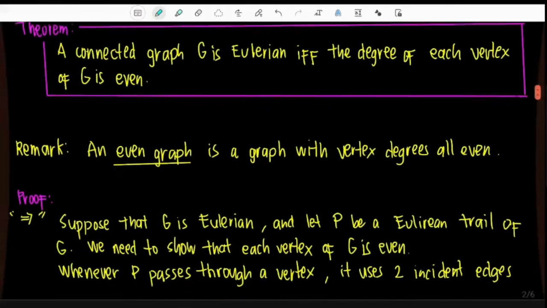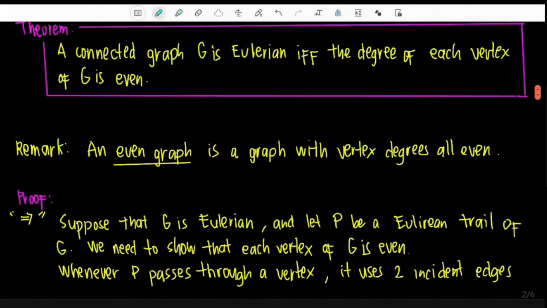Suppose that G is Eulerian and let P be an Eulerian trail. Of course, since we assume that G is Eulerian, then there must exist an Eulerian trail or an Eulerian circuit of G. We need to show now that each vertex of G has even degree. Right? So, kailangan natin ipakita na ang degree ng mga vertex ay even.